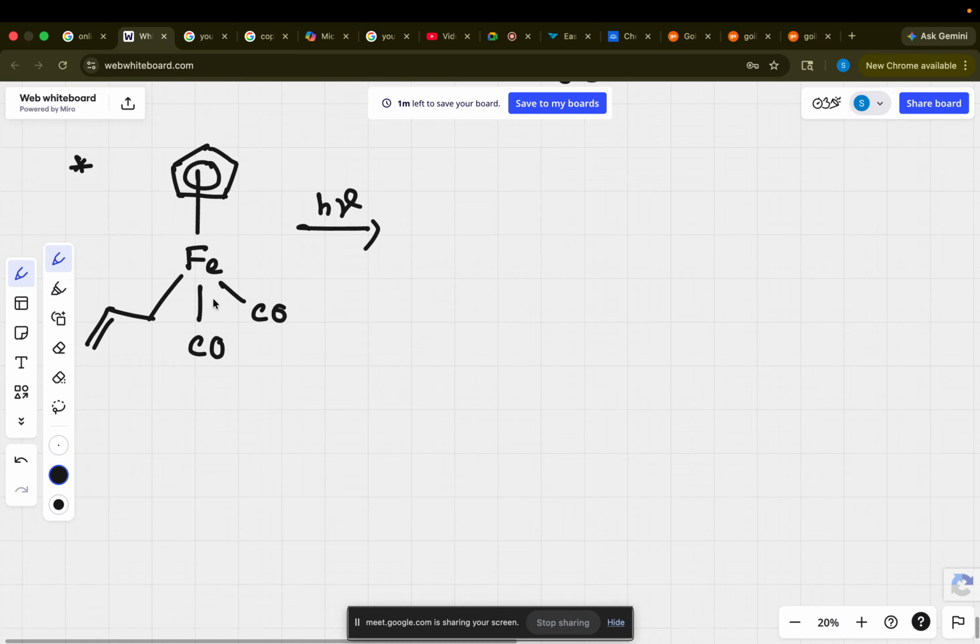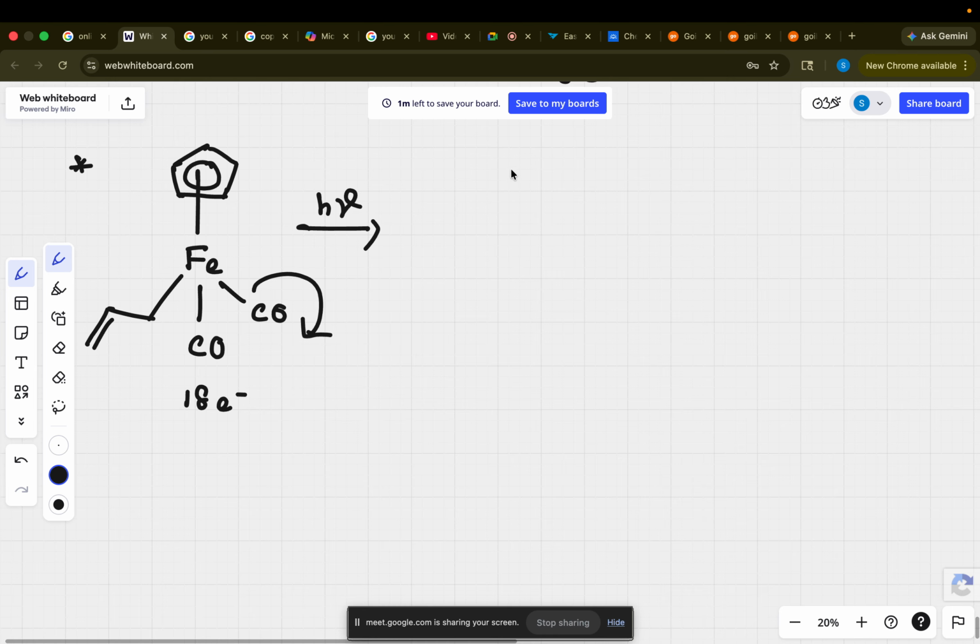Now do this. First of all, calculate how many electrons you have, then in the presence of each nucleophile, what can happen? 18 electrons, sir. One CO will leave, then it will form a 16-electron species, and then form 18 electrons. So basically with 18 electrons, it will follow a dissociative mechanism.